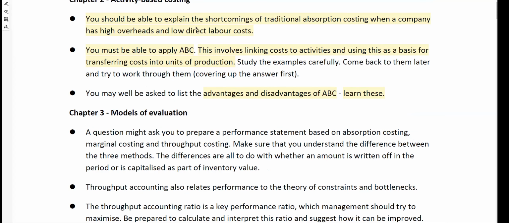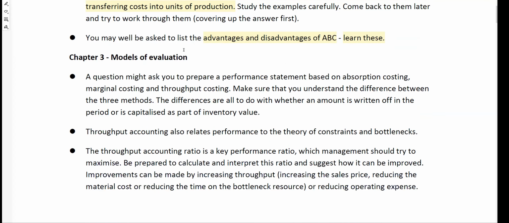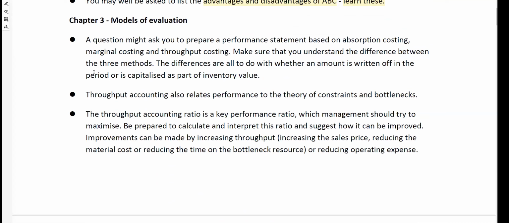These things are all questions. I'm telling you, you may be shocked. Now we come to models of evaluation, and this is what I'm concerned about. Now listen, it says what? A question might ask you to prepare a performance statement based on absorption costing, marginal costing, and throughput costing. It means that most people will just be teaching you only throughput accounting because they will assume marginal and absorption costing, you did it in the previous level, right?